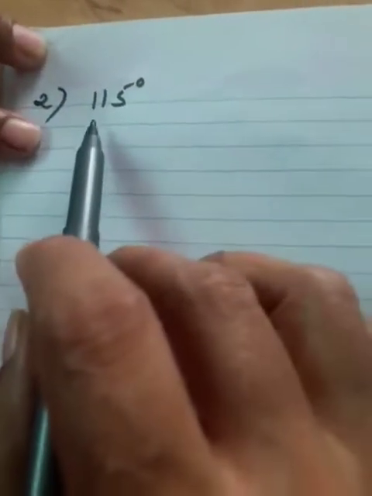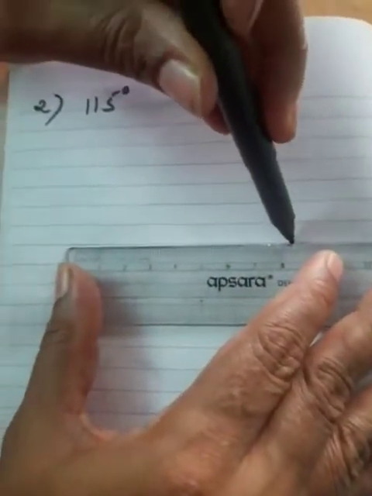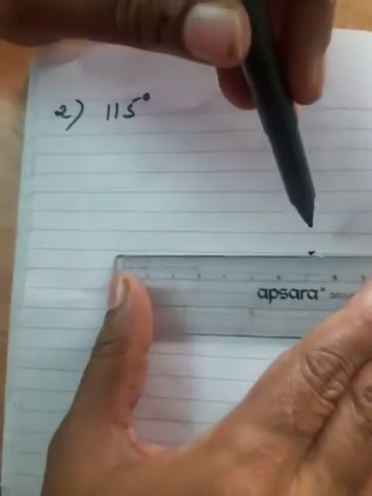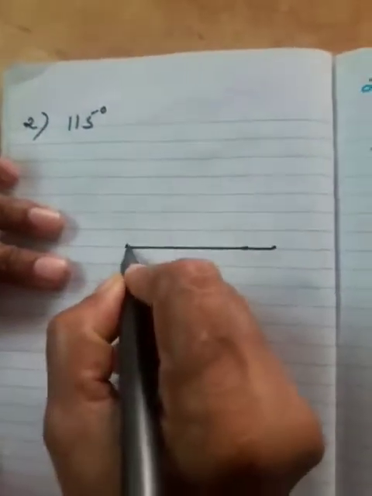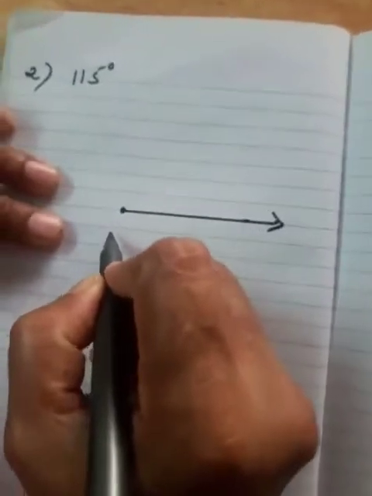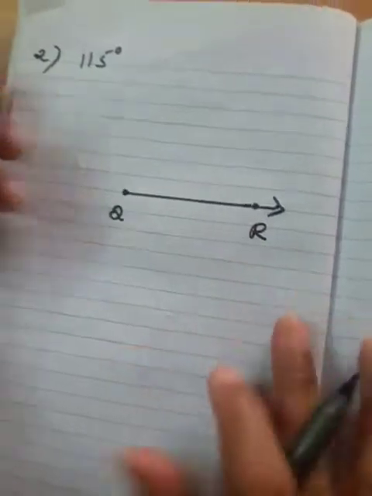Now the second one: the measure of the angle given here is 115 degrees. So first you should draw an angle of measure 115 degrees, then bisect the angle. So the first step is to draw an angle of measure 115 degrees. So first draw one ray. This is Q and this is R. Okay, ray QR.